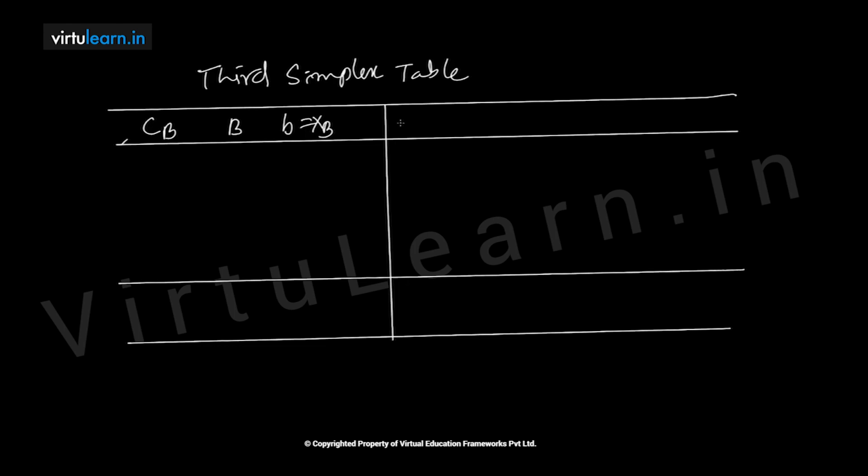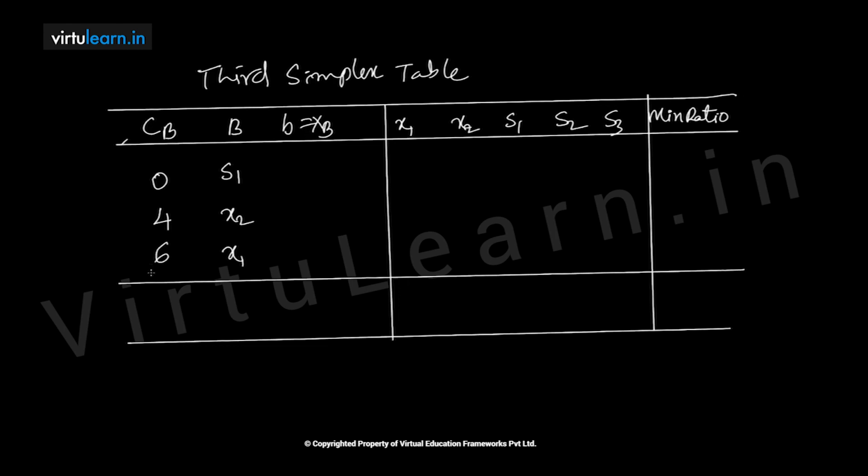Here CB values, then x1, x2, s1, s2, s3, and the minimum ratio. Now we know the values. Here we'll take s1, because x2 is also introduced now. X1 was already introduced earlier. S1 value is 0, x2 value is 4, x1 value is 6. Then here we'll have 120 units and 140 units based on row calculation, the same procedure mentioned earlier, minus 2, 3.